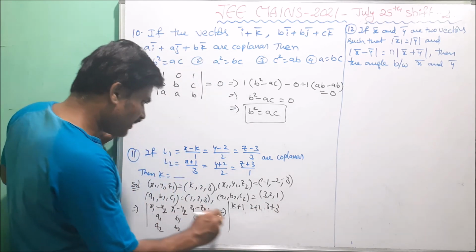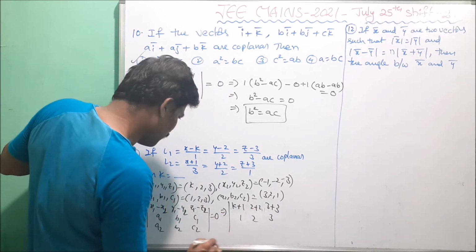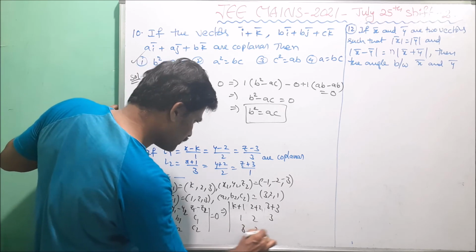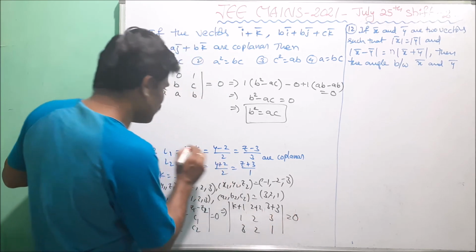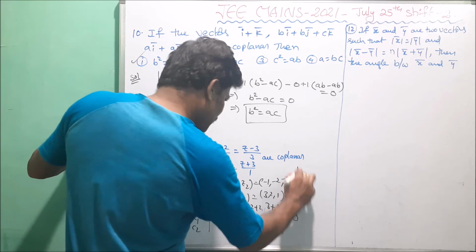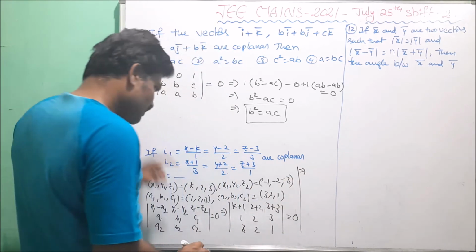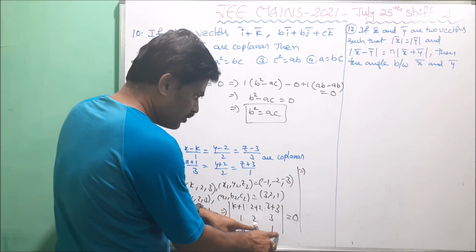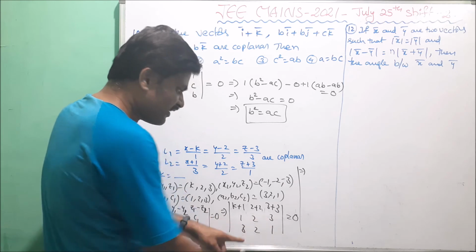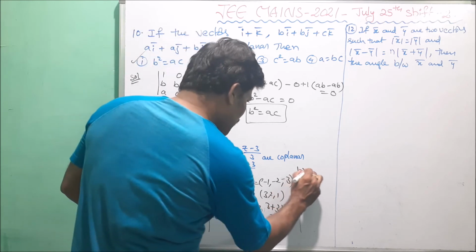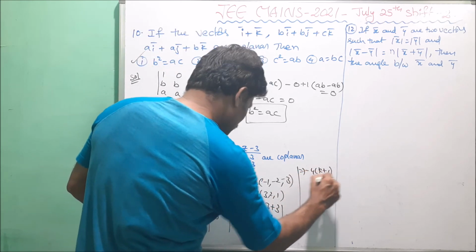Now the second row is 1, 2, 3. Third row is 3, 2, 1. Now equating to 0, now it can be simplified. This is 2 1 is 2, 2 3 is 6. 2 minus 6, that is minus 4. Minus 4 into k plus 1.